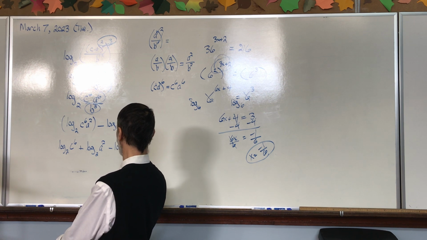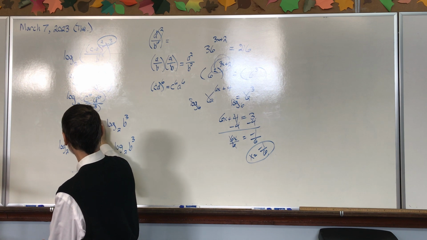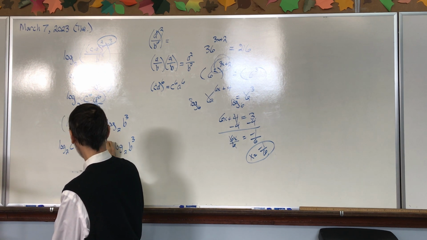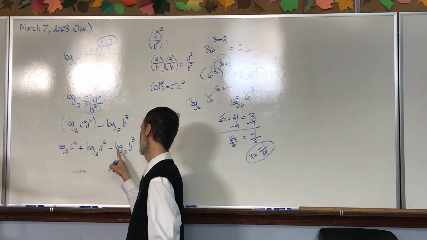Wait, isn't it A to the 6? Ah, what the heck am I doing? My brain fried there. Yeah, log base 2 of C to the 6th plus log base 2 of A to the 6th minus log base 2 of B to the 3rd.